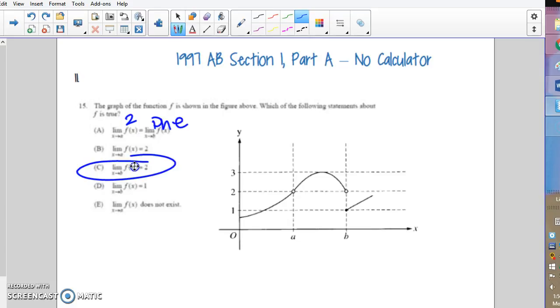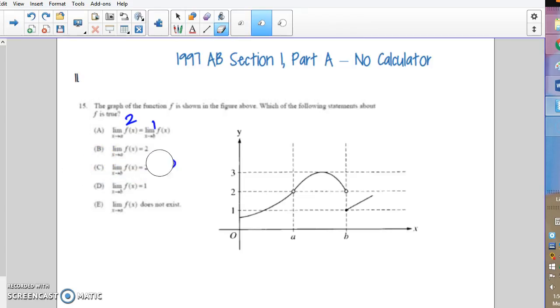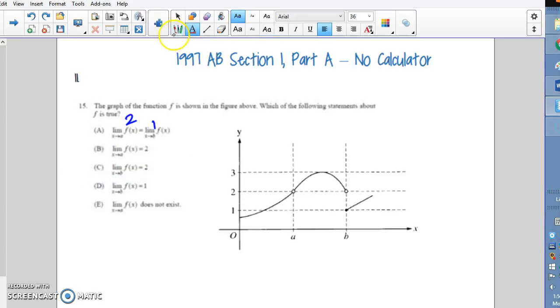What that says? Yeah, we'll go with it. Let me erase this really quick. Okay, so this guy does not exist. I may have circled the wrong one. I can't really read him. So it does not exist.